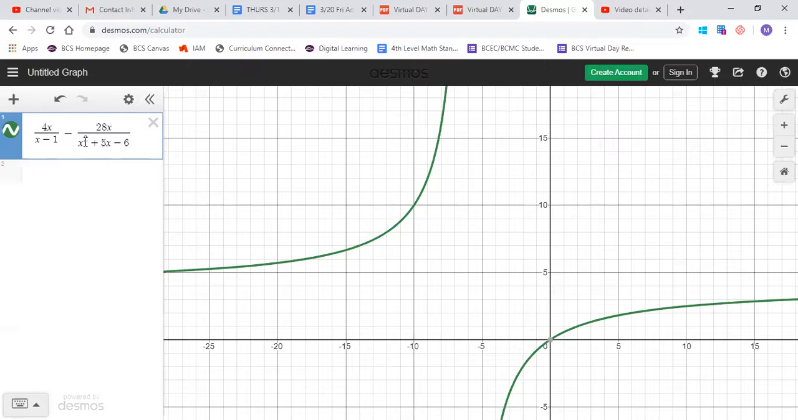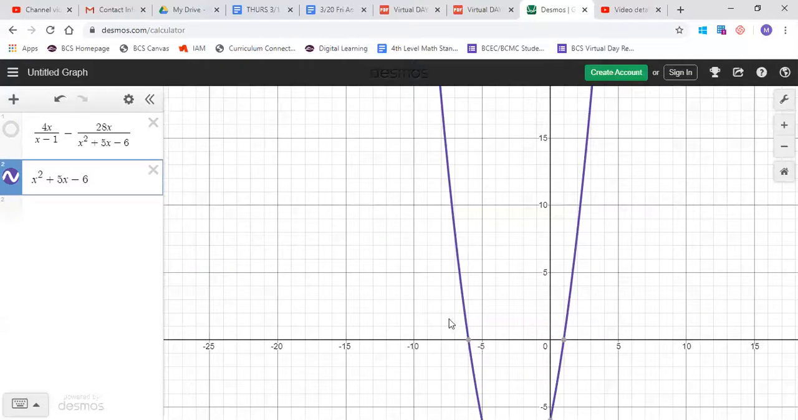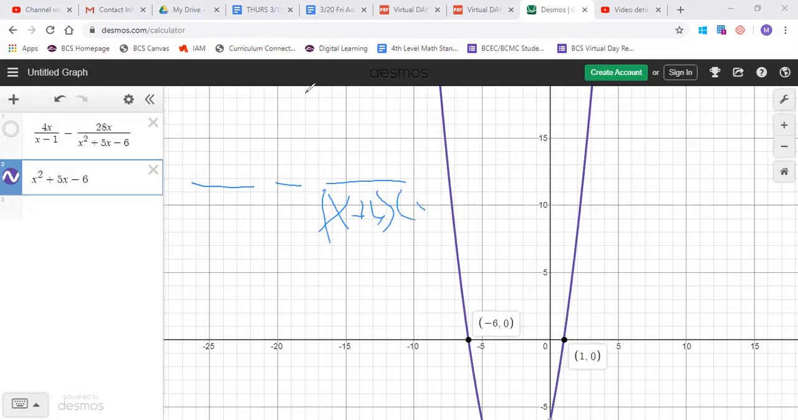So the first thing I'm going to do is take that x squared plus 5x minus 6 and factor it. I'm going to plug it into Desmos here and look for the roots of it. I get -6 and +1. So that is going to be written as x plus 6 and x minus 1. And then I have the 28x over the top.